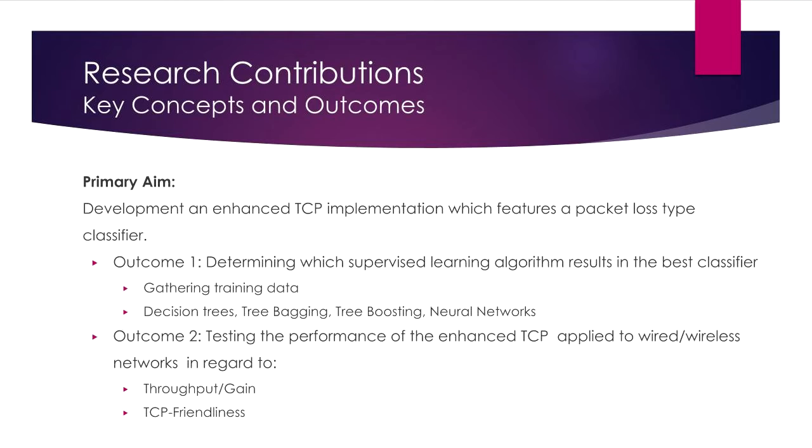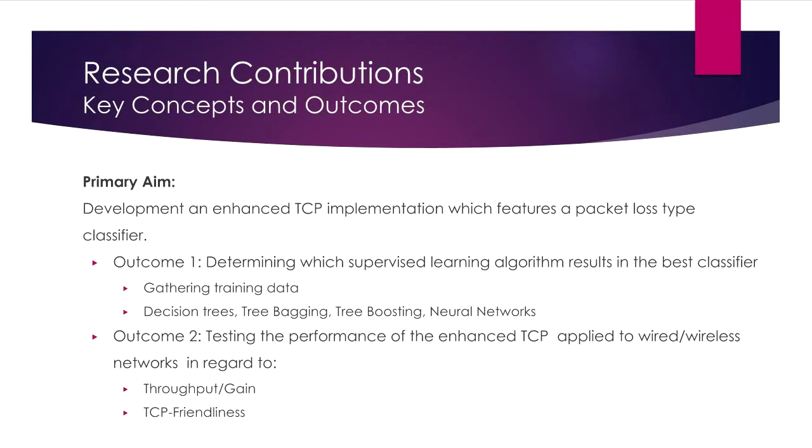model will be queried for its actual source. If it's by congestion, TCP acts normally and divides the window size by 2. However, if it's classified to be due to a link error, TCP doesn't reduce the window size. Based on this ultimate aim, there are two primary outcomes that are presented in this paper. The first is to determine which supervised learning algorithm results in the best classifier for enhanced TCP.